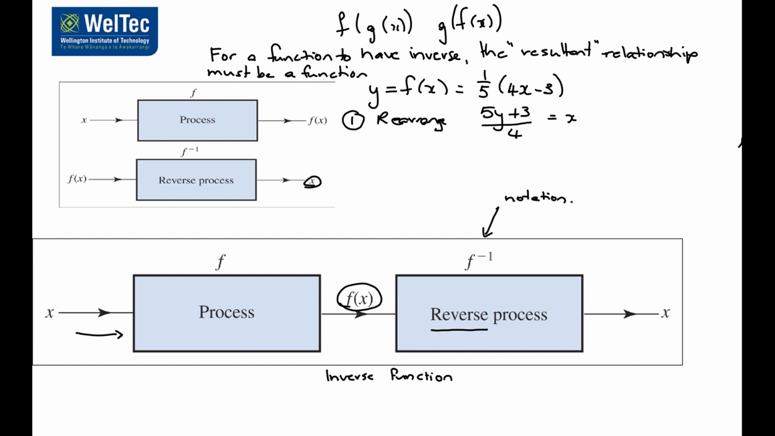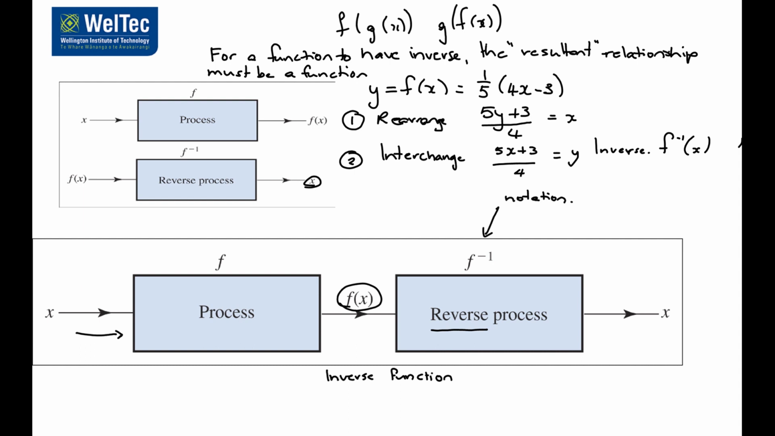That gives us x. Now the second step is to interchange the x and the y. This is the mirror image bit. So now we get that 5x plus 3 divided by 4 is equal to y. And this is now the inverse function. And if it is, what we found will be a function. Now, it is a function. We can see easily that it's a function. It's got a unique output.